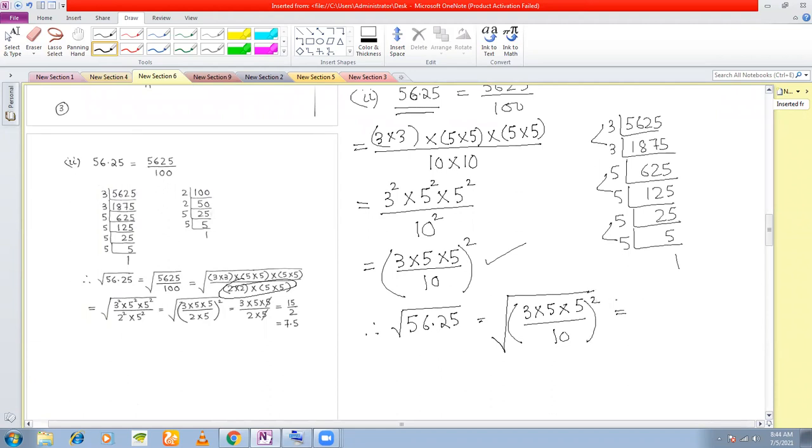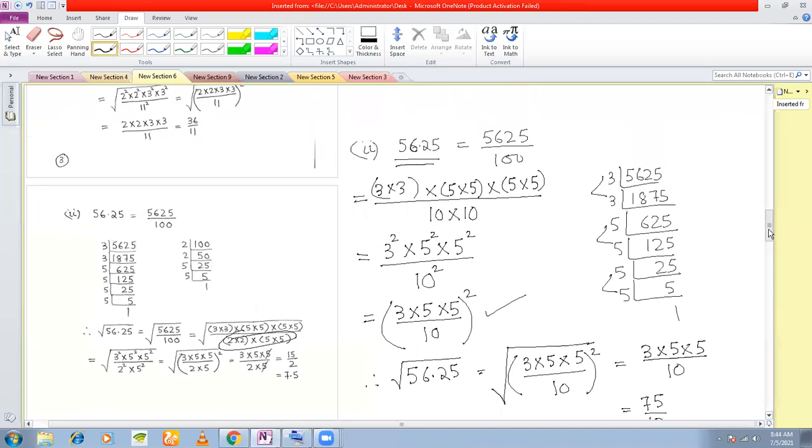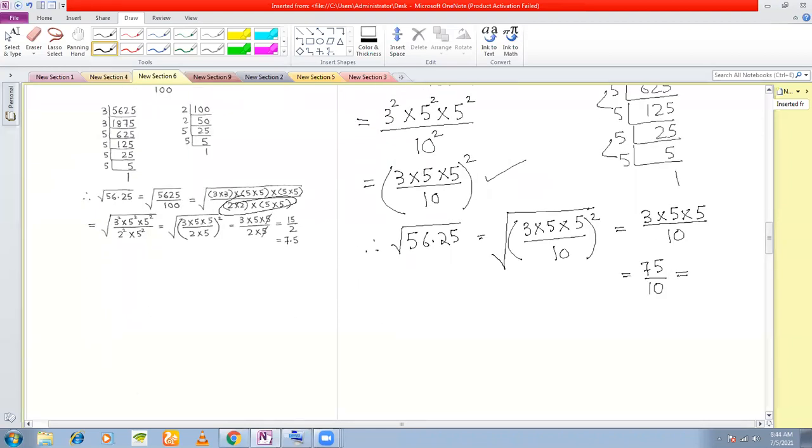Now that you have a square within a square root, you can remove the square root to get 3 into 5 into 5 divided by 10, which is 75 divided by 10. Because the question is given to you in decimals, you will also express your answer in decimals. Instead of cancelling out common factors, because you have a 10 in the denominator, you can directly shift the decimal one place to get 7.5. Is that clear?